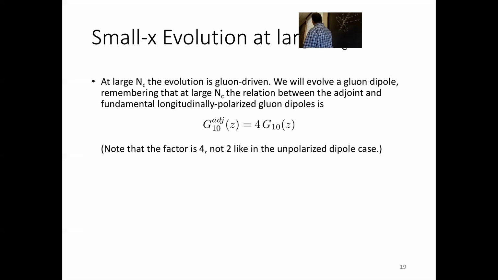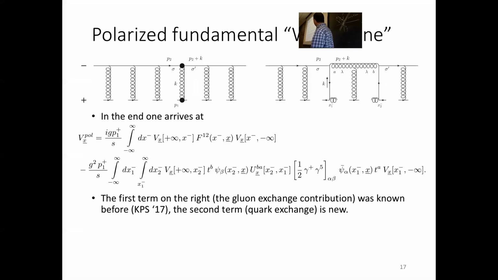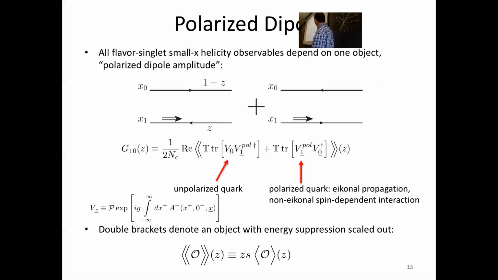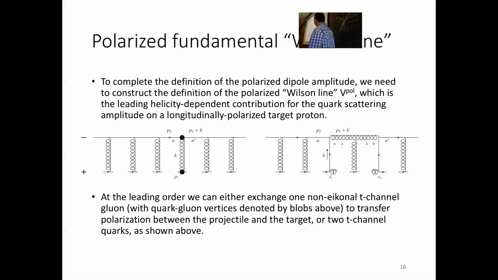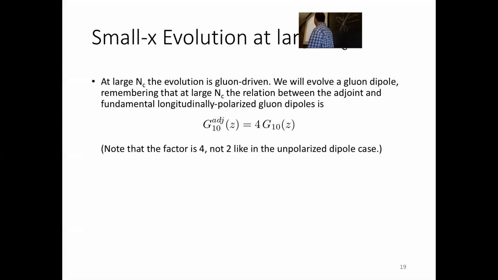Okay, so we have this dipole operator. We know what V0 is. We derived V1, so we know exactly what it is, and we want to evolve it in small x. But evolution equations are very complicated in general. So as is customary in small x physics, at least in the saturation approach, we can first take the large N_c limit and explore it first.